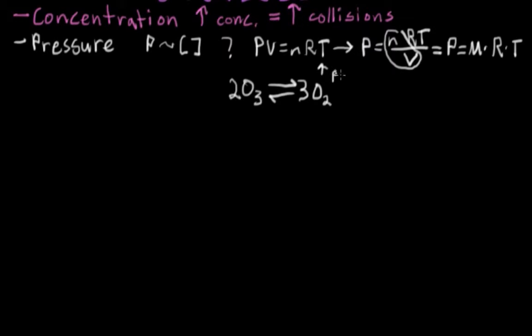So if we increase the pressure, again, I'm abbreviating pressure as press, the reaction will tend to move this way. So we'll have more ozone produced. And if we decrease the pressure, then it'll favor the forward reaction, which is ozone going to oxygen. So we'd have the reaction going this way if we decrease the pressure.